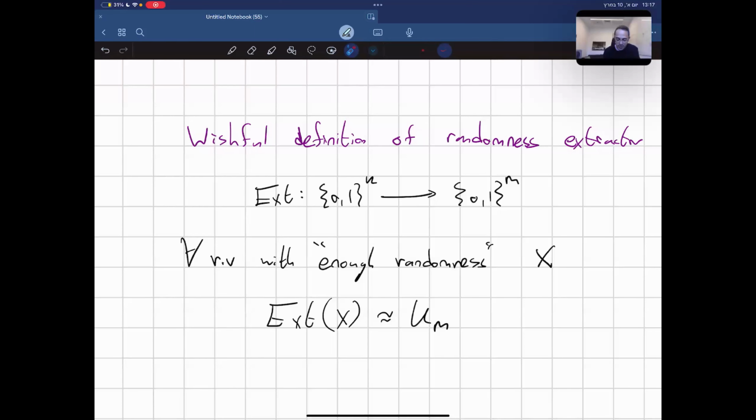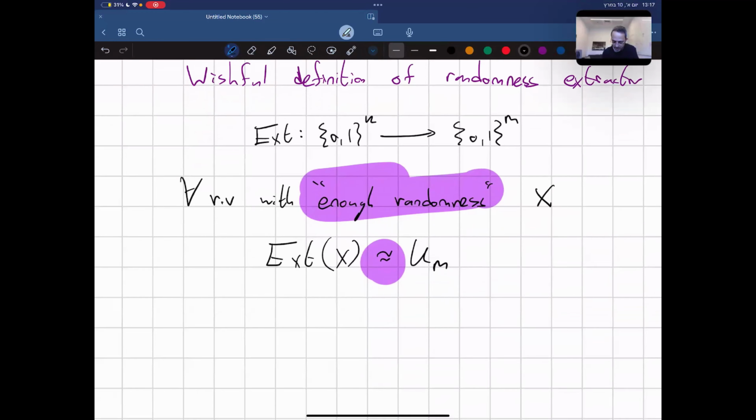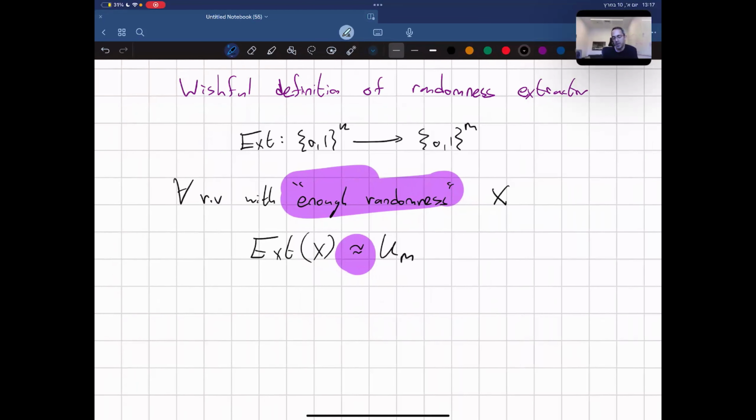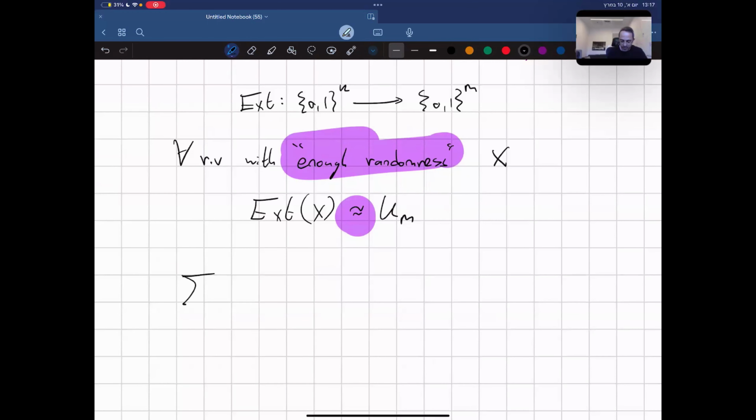Okay, so now we need to formalize two things. First is what does it mean to have enough randomness? And the second is what's this closeness? The way we are going to do it, you can think maybe we are going to use Shannon's entropy function, which is usually written something like that.